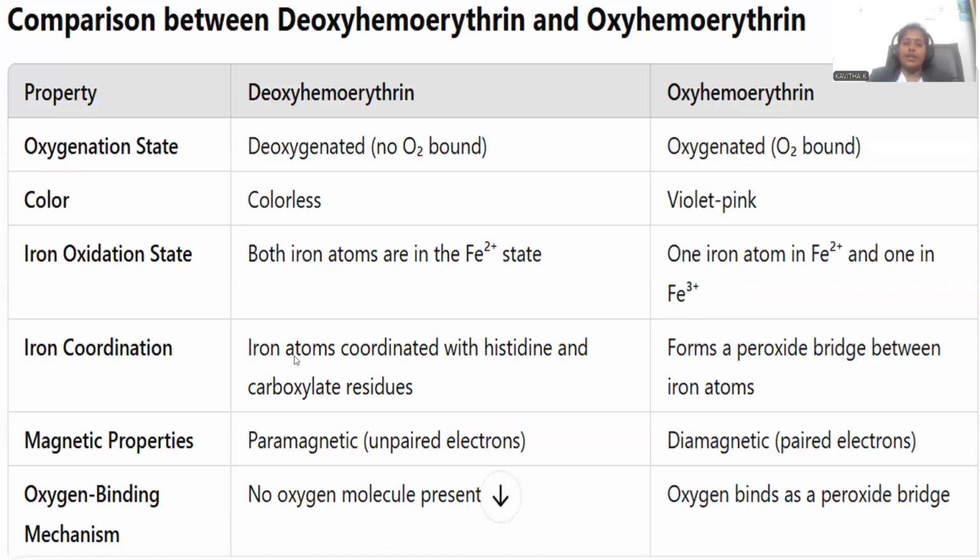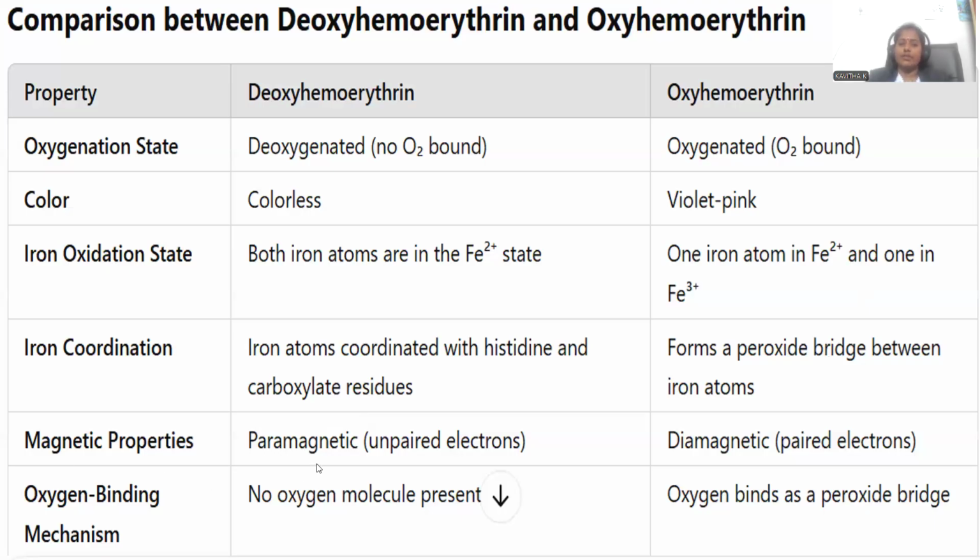Iron coordination: the iron atoms are coordinated with histidine and carboxylate residues as well. Histidine is a kind of amino acid; aspartate and glutamate will be there. All together are coordinated in deoxy. In the same manner, the oxygenated form also has coordination with histidine, aspartate and glutamate. In addition, we have a peroxide linkage between the iron metals. The peroxide linkage is generated by means of the oxygen molecule.